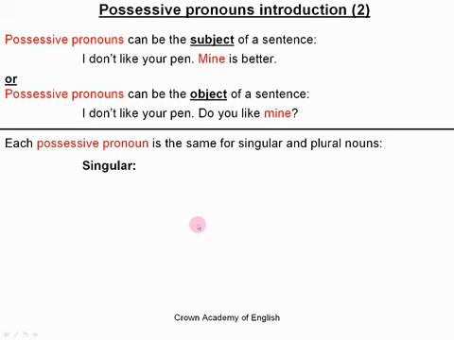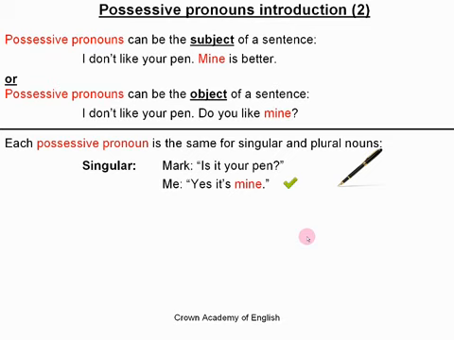For example, singular, Mark says, "Is it your pen?" And I say, "Yes, it's mine." So we use mine to describe the singular noun.